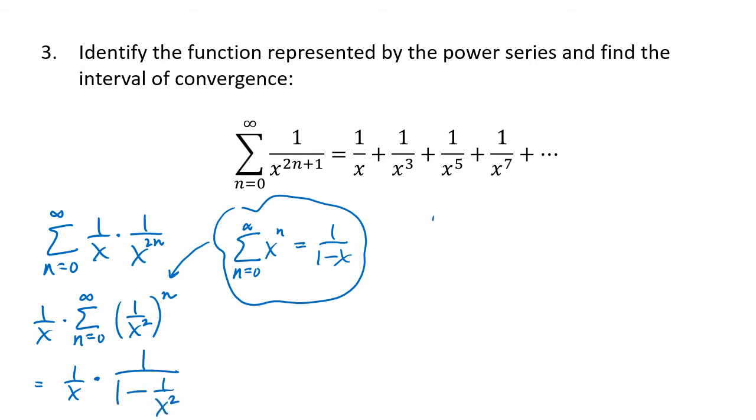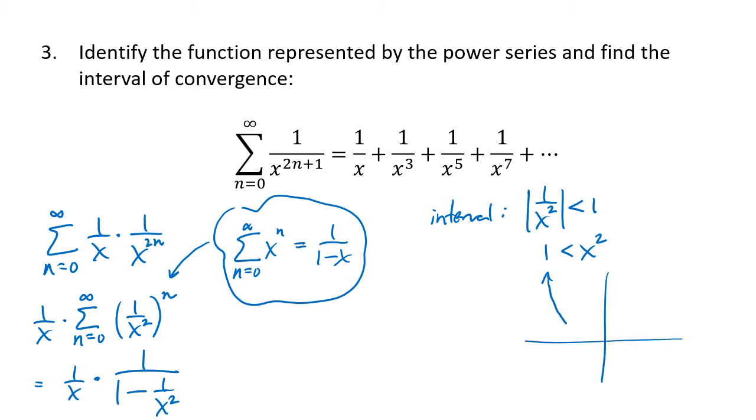And the interval of convergence here is when the thing that I plugged in, remember it's not just x, when its absolute value is less than 1. So multiplying both sides by the absolute value of x squared, which is just the same as x squared, because x squared is always non-negative, we get x squared greater than 1. So where is x squared greater than 1?